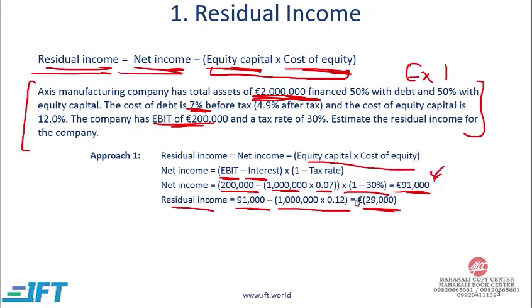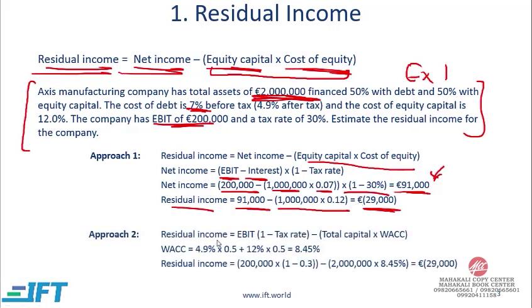This is one approach. Another approach is to take the overall investor perspective. So if we take EBIT into 1 minus T, this is also sometimes called NOPAT, but then we have to subtract total capital into WACC. So what is the total capital? The total capital is 2 million. The WACC is 8.45%. That is simply the weighted average cost of capital that can easily be computed. And using approach 2, you will get the same answer. So these are just 2 ways of coming up with the same answer.